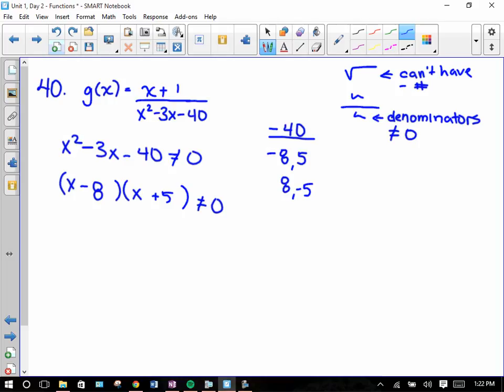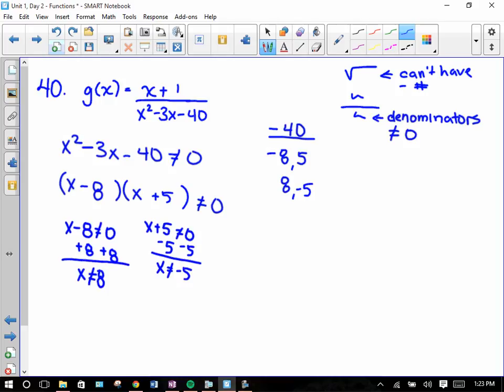So if I plug in 8 right here, it's going to give me 0 times 3, which is 0. That's not good. If I plug in a negative 5 here, it's going to be negative 13 times 0. That's 0. That's not good because it can't equal 0. So the way I figure out those numbers, I go x minus 8 equals 0. Add 8. Well, x minus 8 can't equal 0. So x cannot equal 8. x plus 5 cannot equal 0. Subtract 5, x cannot equal -5.